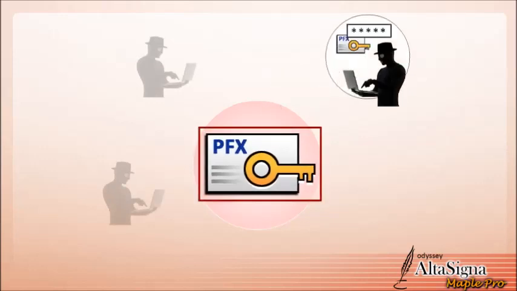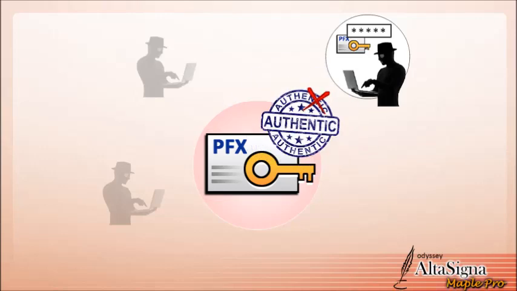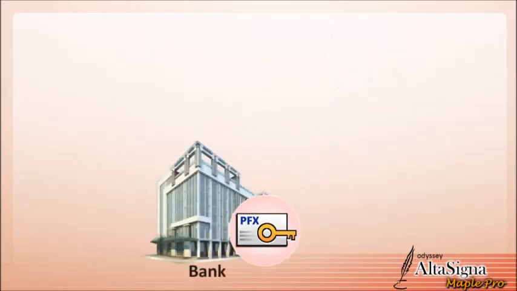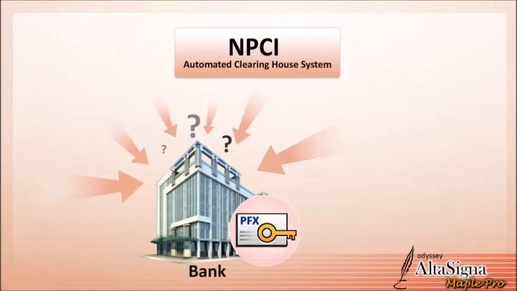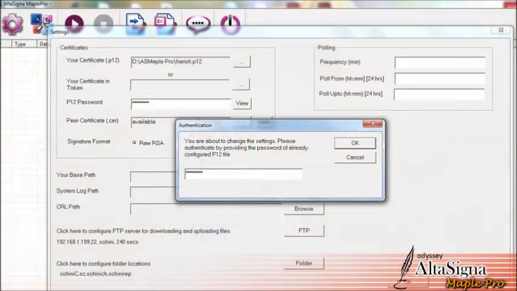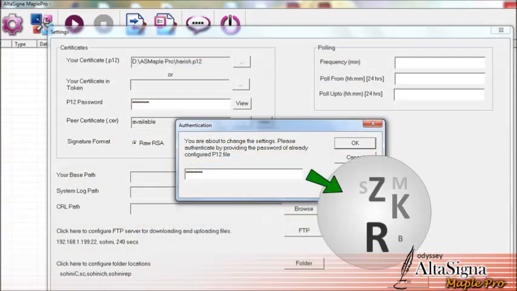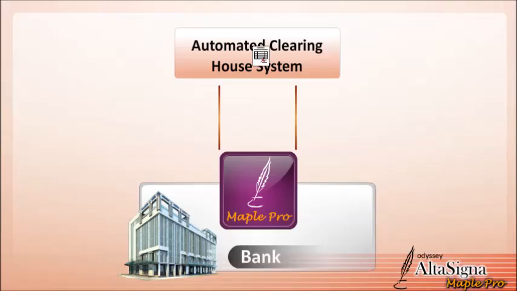If your signing key is compromised, then it will become almost impossible to prove the authenticity of documents uploaded to the ACH system. This can cause legal and compliance problems for the bank. So make sure that the password you provide is strong. The password should be a combination of alphabets, numbers, and special characters.